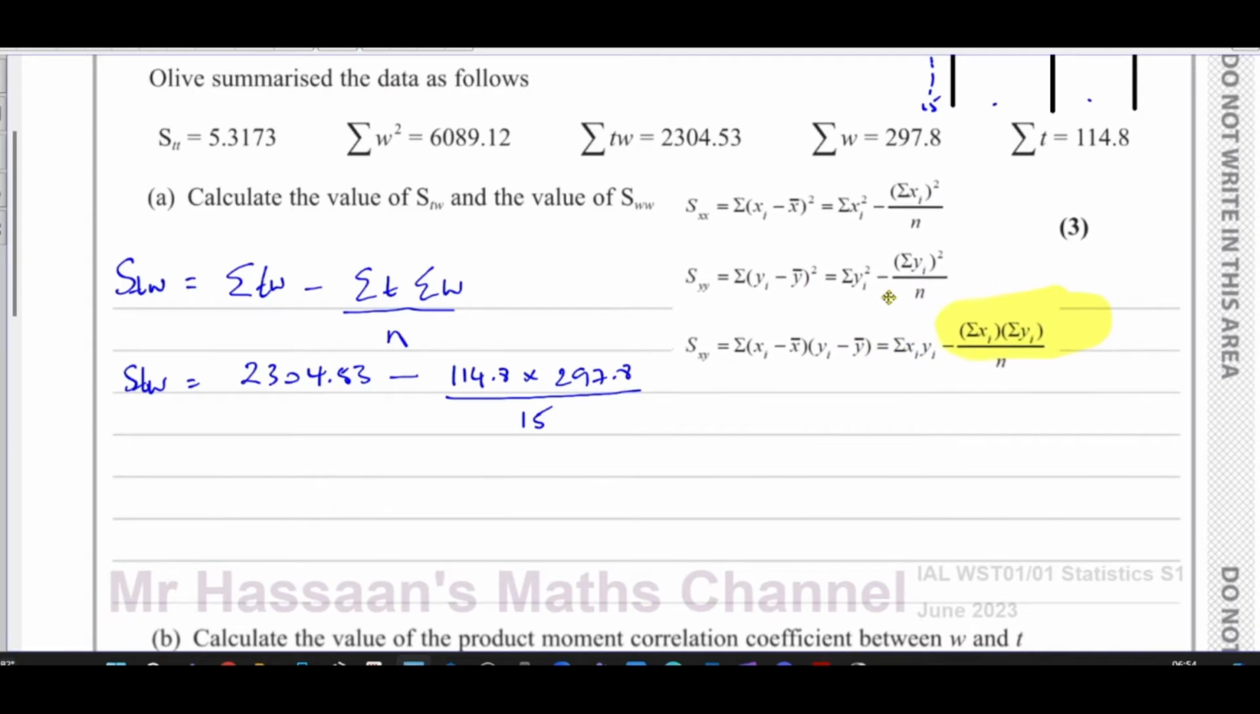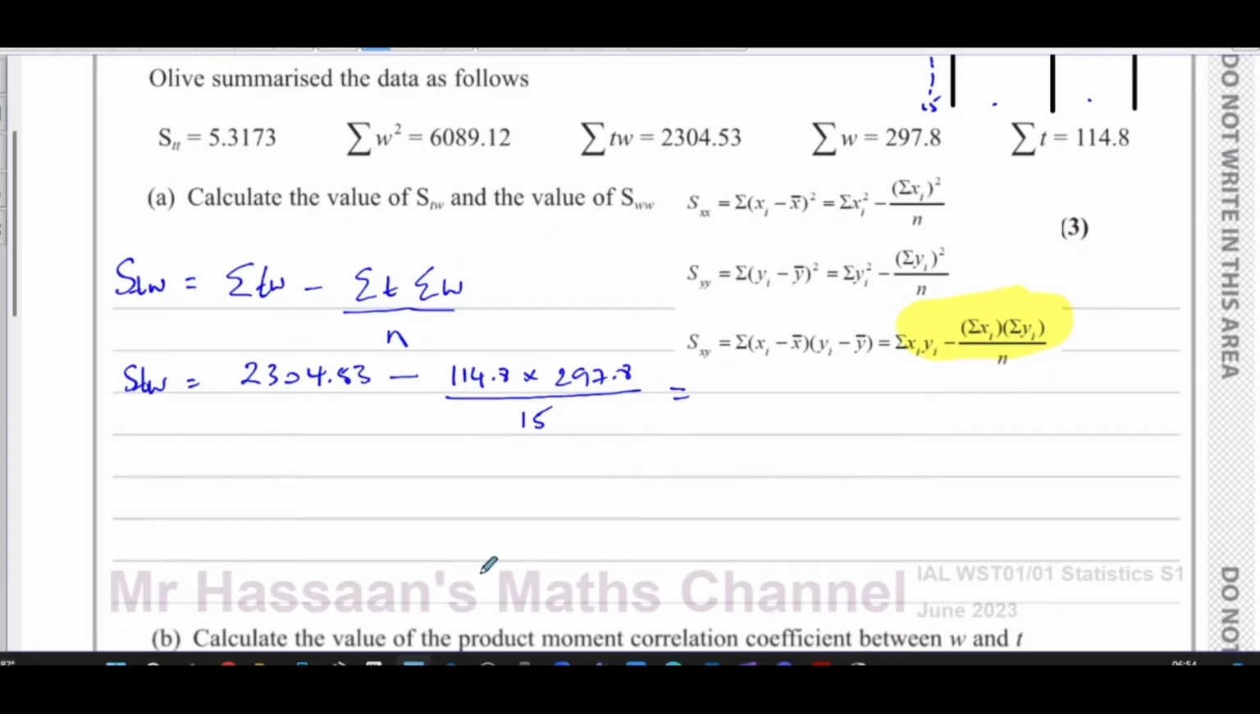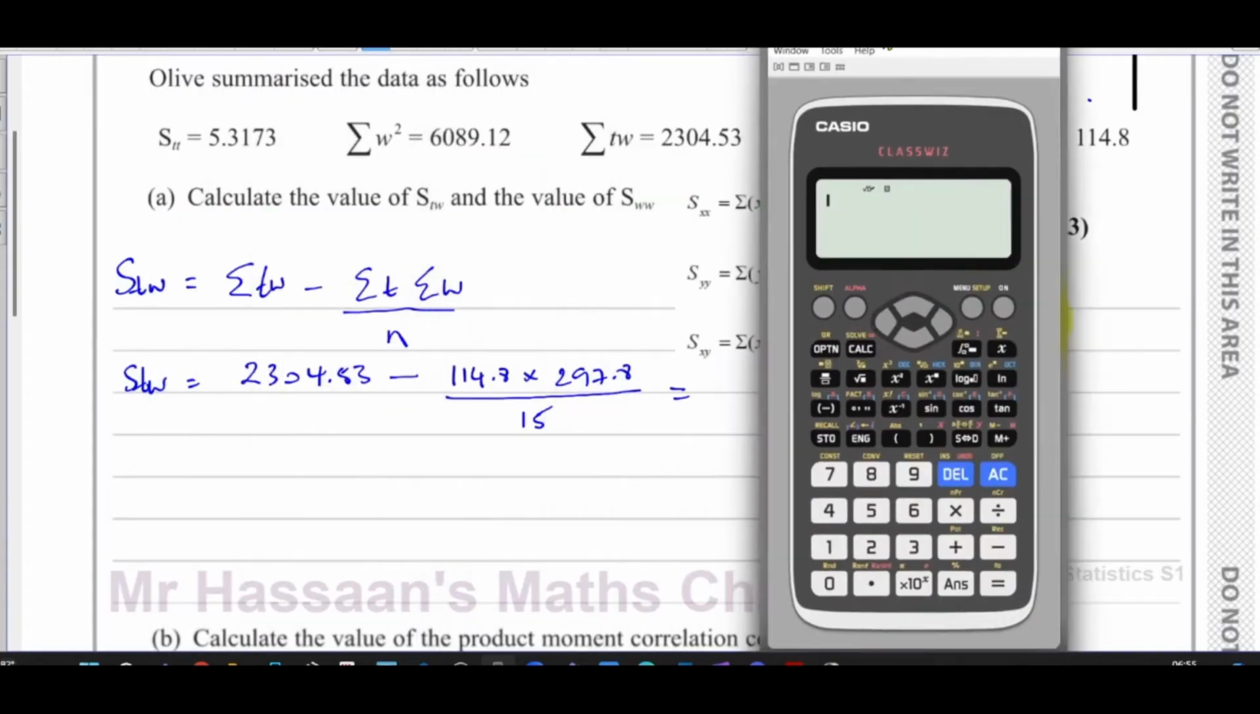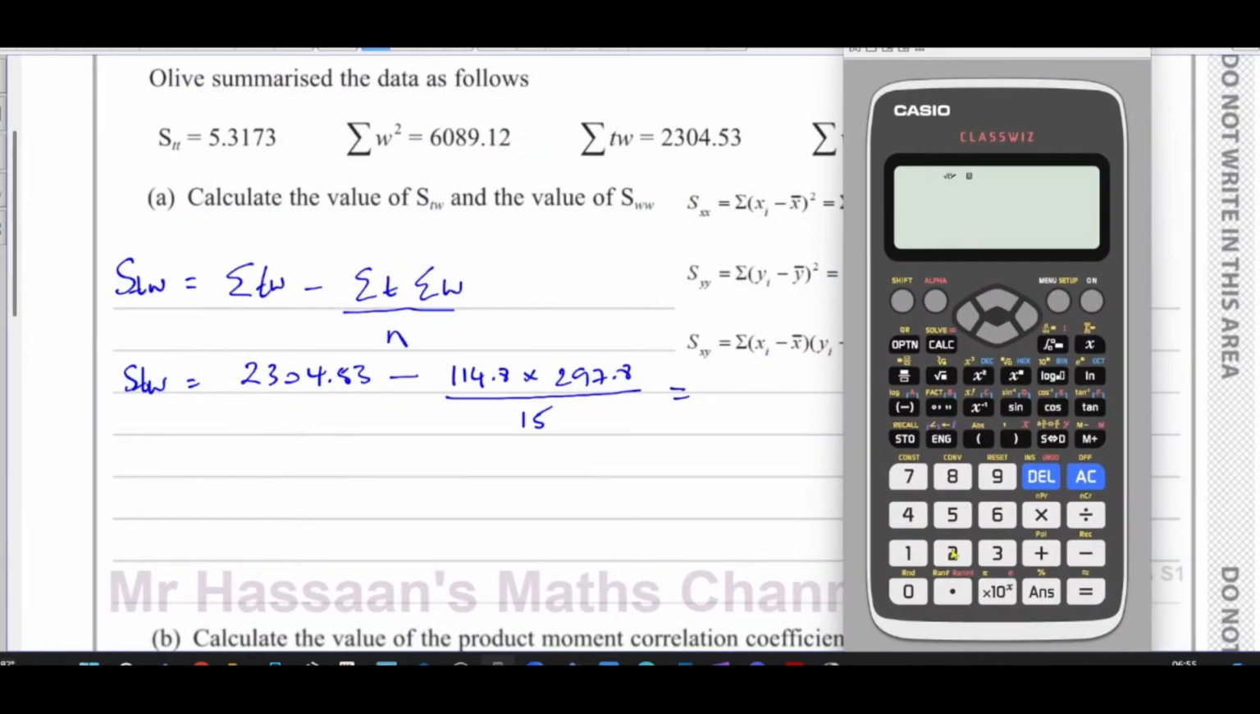That gives the answer, which we then round to 3 significant figures at the end. So STW is going to be 2,304.53 minus, and you've got your fraction, 114.8 times 297.8 over 15.